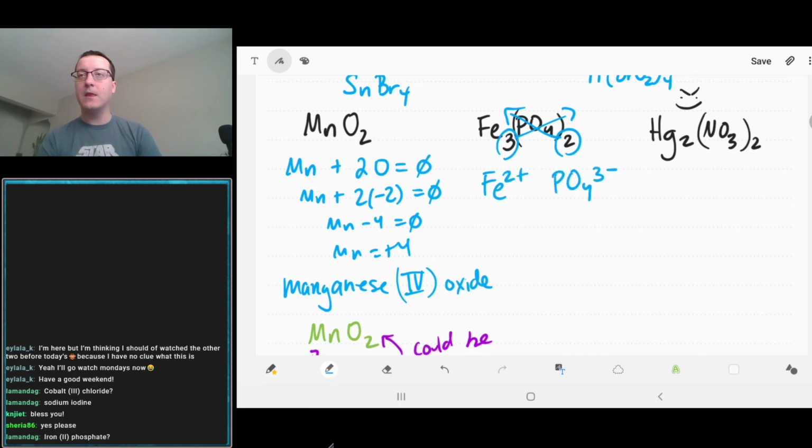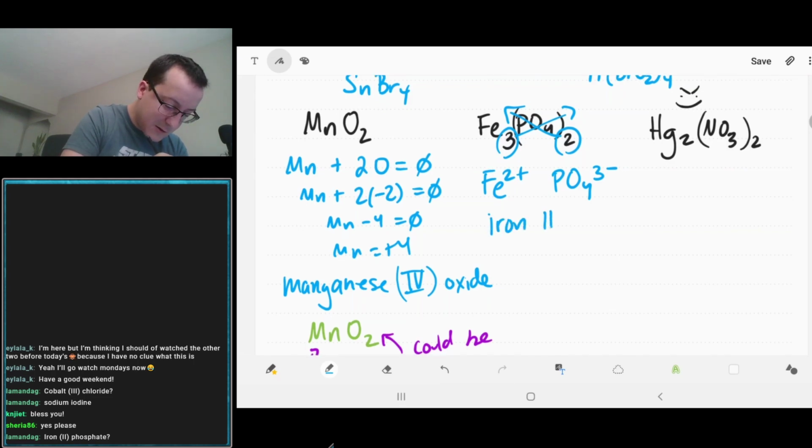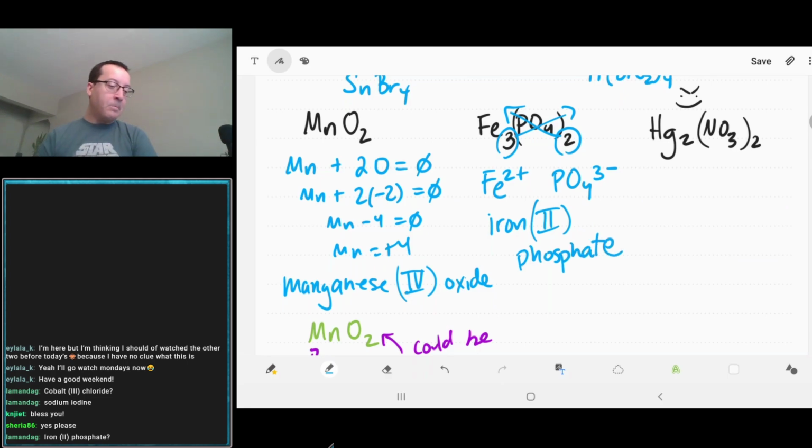Double check. Is phosphate with its correct charge? It is. Phosphate should be -3, so we're okay there. And so we just need to give it the proper name. So iron, again, transition metal. Perfect. Iron to phosphate. Let me just draw a line here just so we don't get those confused.